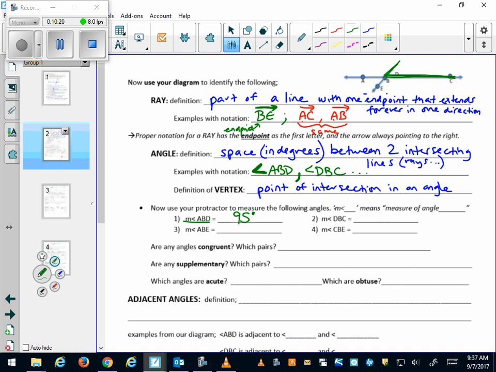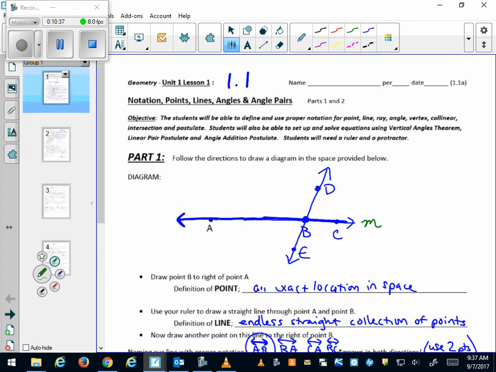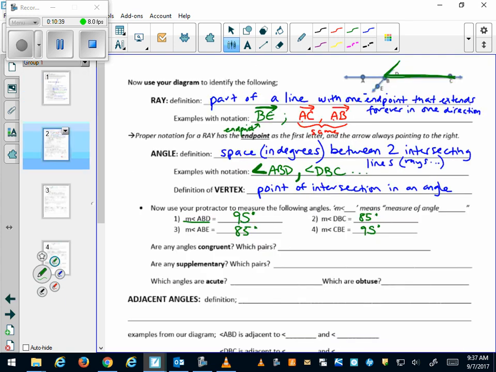And ABE comes out to 85 degrees. And DBC is also 85, and CBE is 95. Now, yours might be different, of course, if you're using your diagram that you did on page 1 here. This little diagram up here is a little too small to use, but anyway, you might get different numbers here.